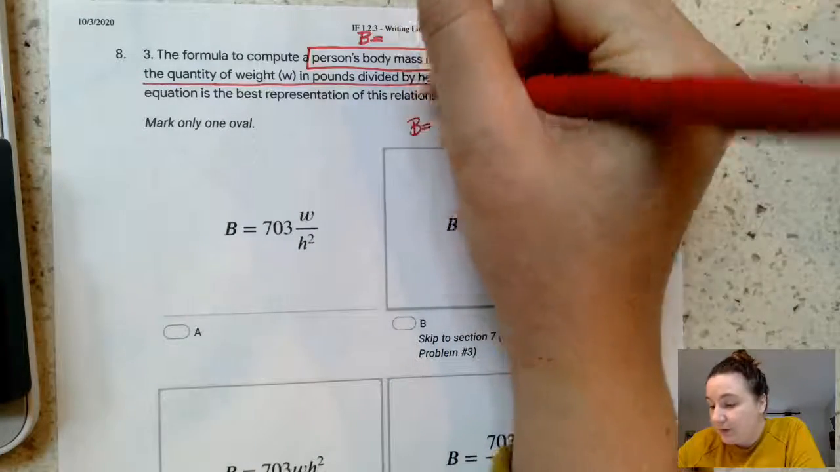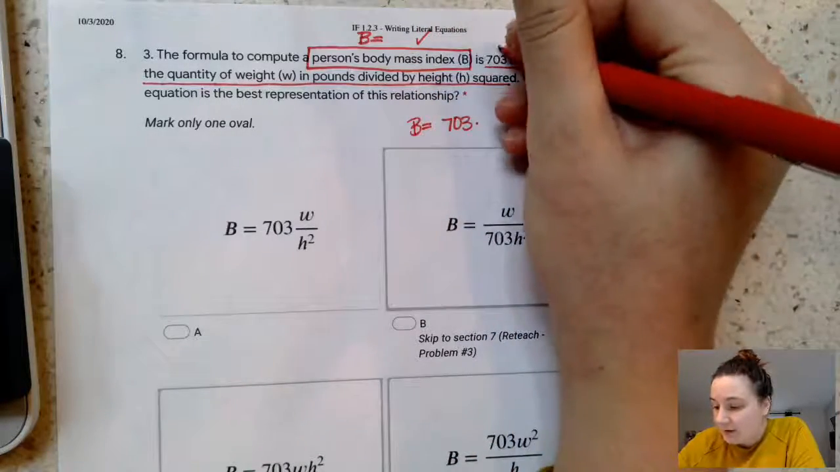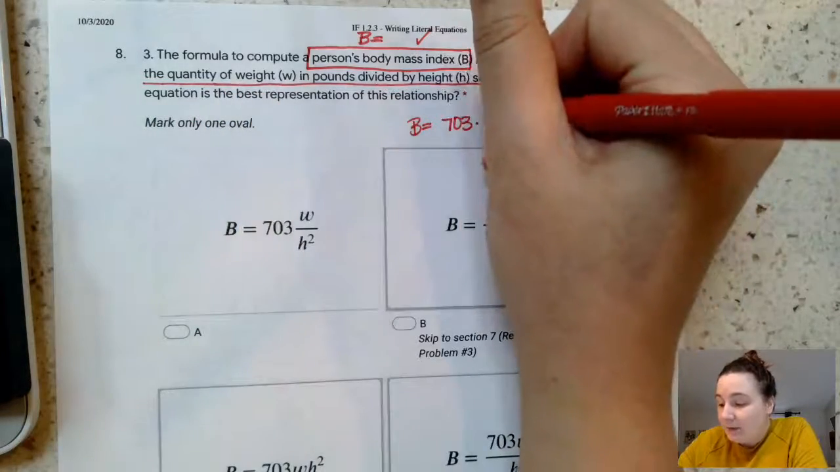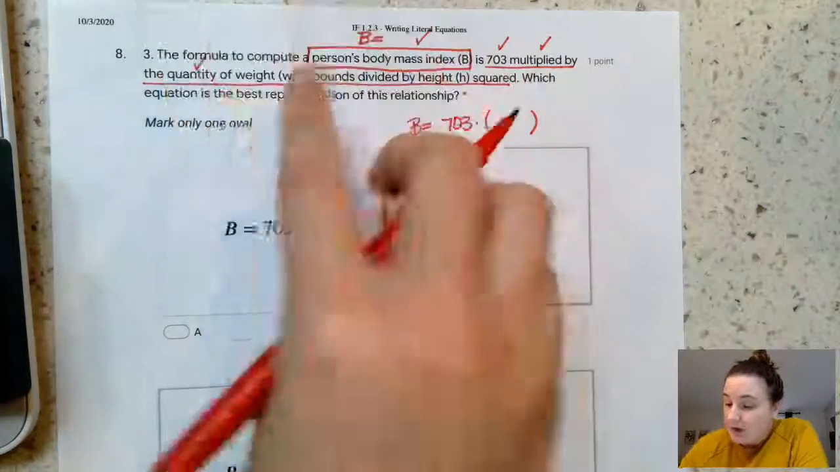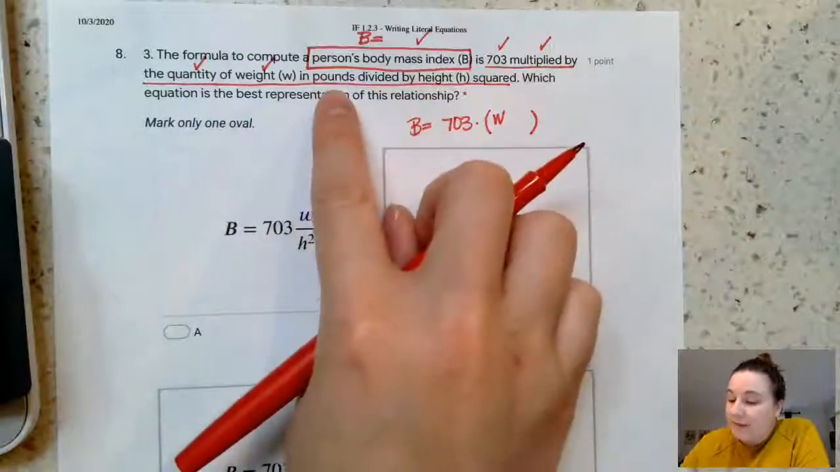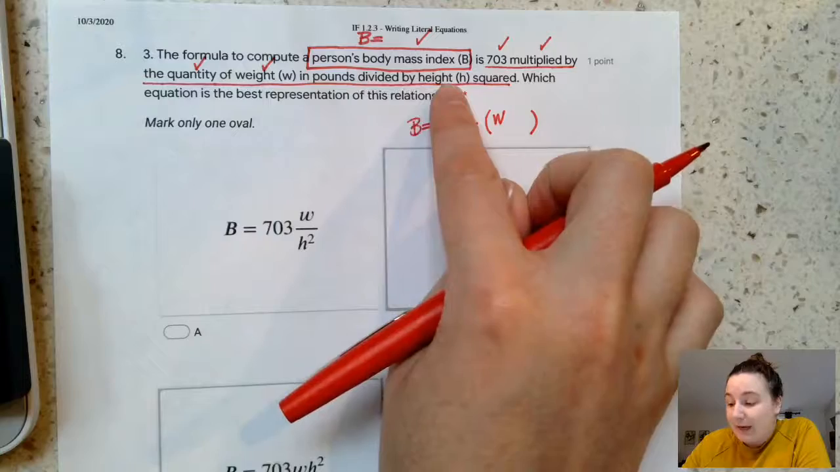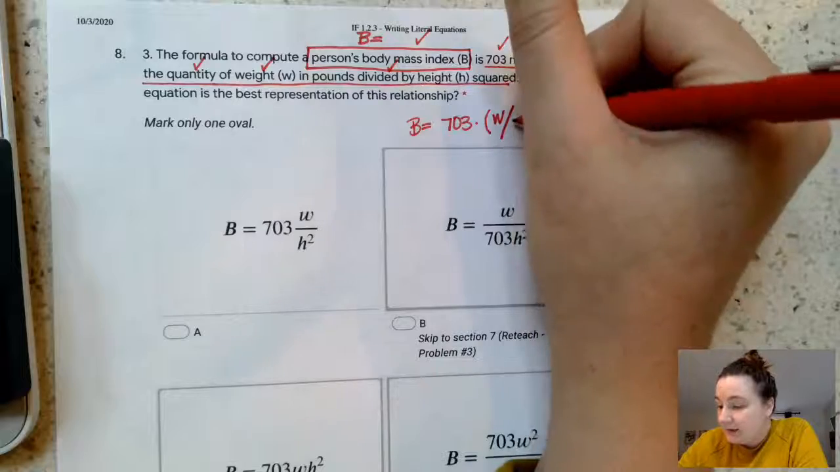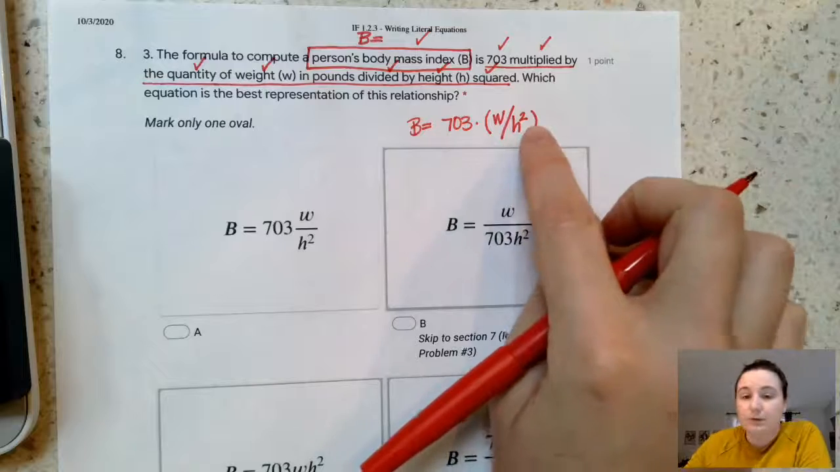So B equals, we know that one, 703 multiplied by the quantity, and quantity, remember, means parentheses, so I'm going to put parentheses there so I don't forget, of weight W in pounds. That doesn't add any information, it just tells us what unit we're using, so I don't need that, divided by height squared. So don't forget that squared part. So height squared, so little 2.